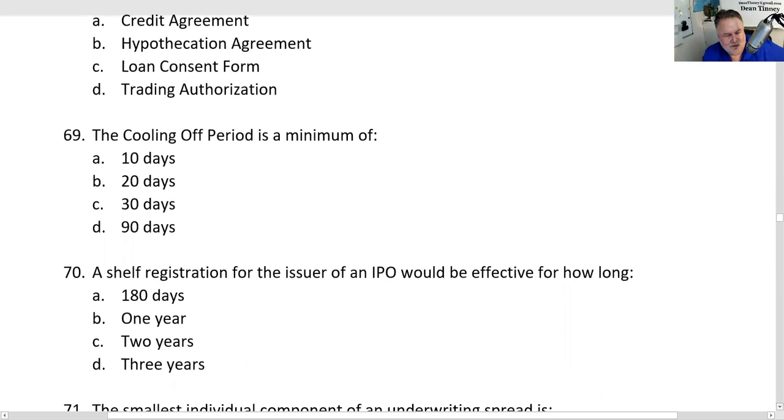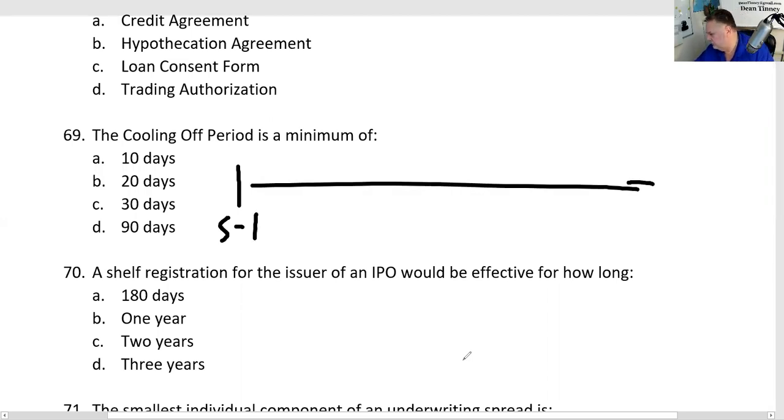69 is very testable. So we're going to file our S1. We're going to sell brand new securities to the public. And once we file the S1, that's why they're called registered securities. Securities that have not gone through this process are called unregistered securities.